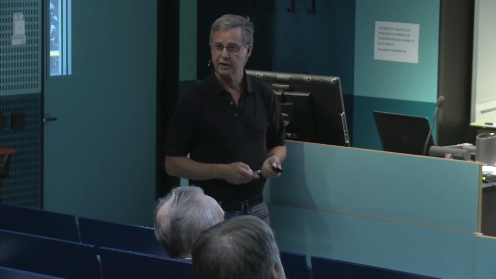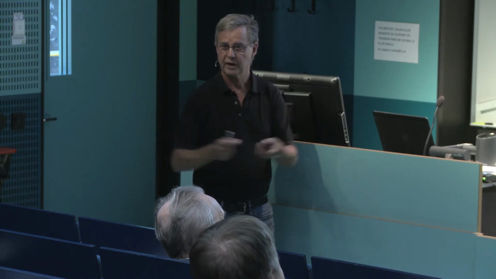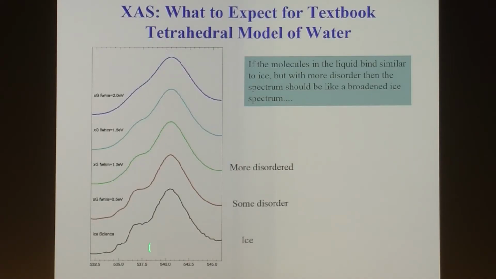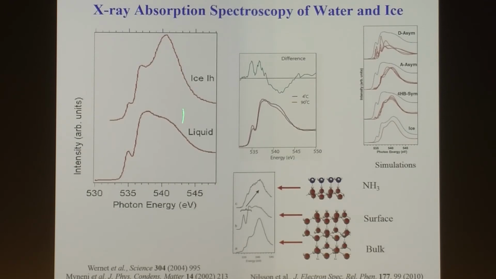Now, if water were like ice, mostly tetrahedra, but with disorder, we would have a big variation in distances. And we would expect to see, if this is the ice spectrum, then with some disorder it would basically be smeared out. That's what you would expect. But here's how it looks, totally different from the ice. So let me do this first. This is a dominating peak in the ice. So that would correspond to hydrogen bonds.